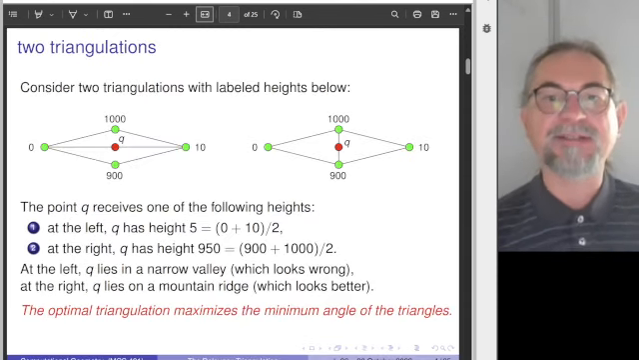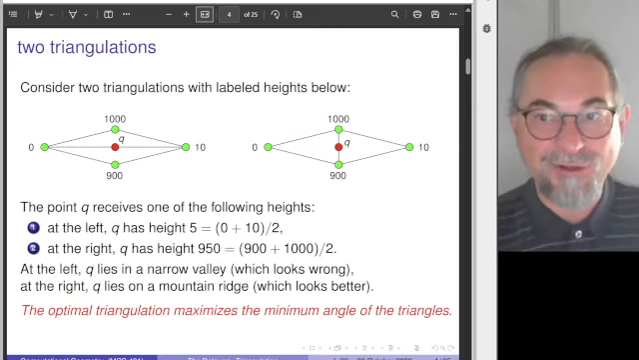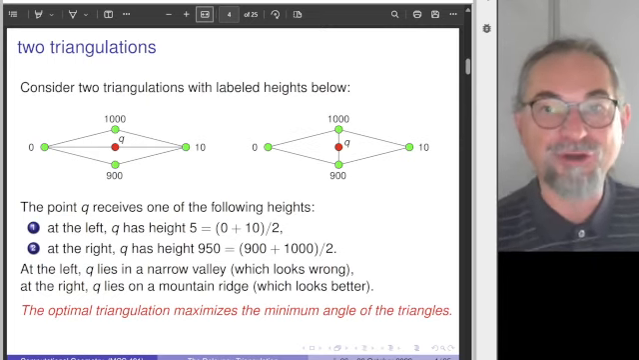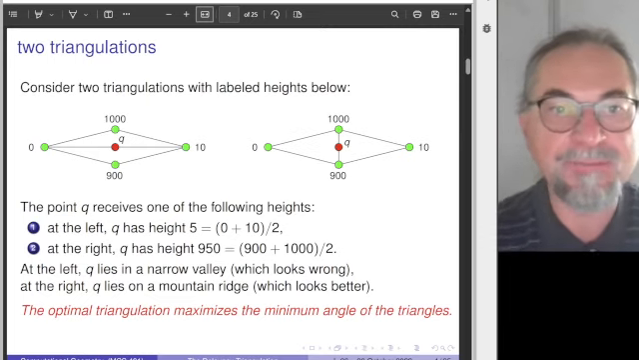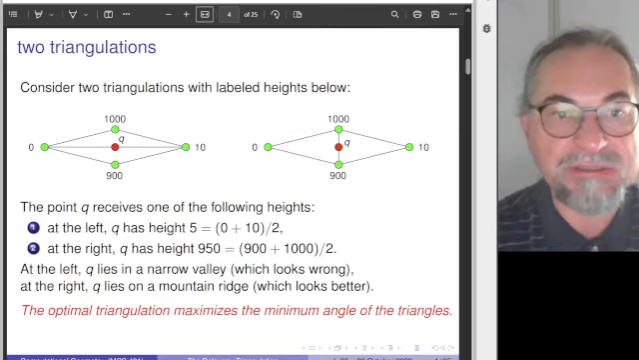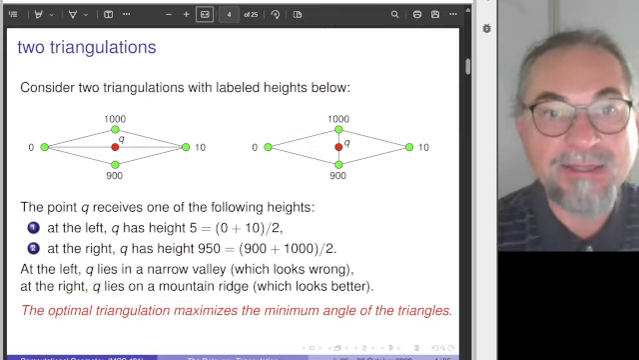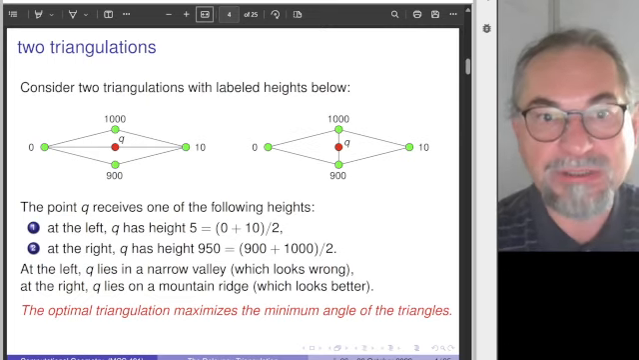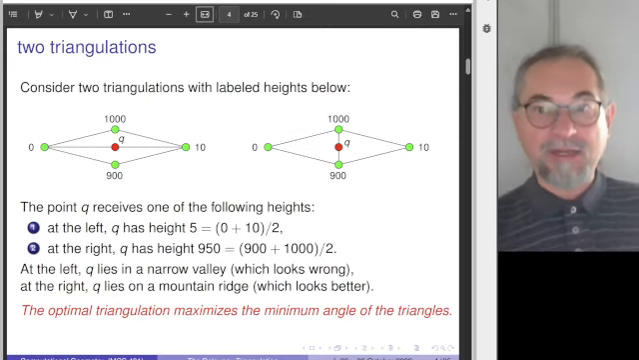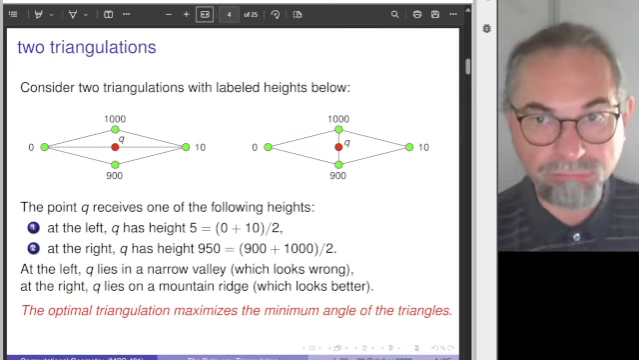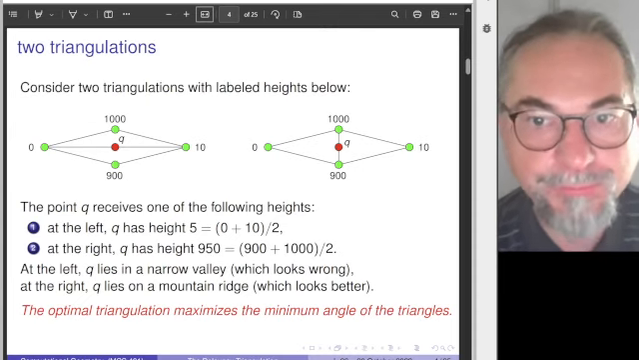So let's look at an example. We have a quadrilateral, 4 green points, and the numbers next to the green points are the heights. We have 2 low points, height 0 and height 10, and then we have 2 very high points, 1000 and 900. Now look at the middle, the point Q. What should be the height of Q?